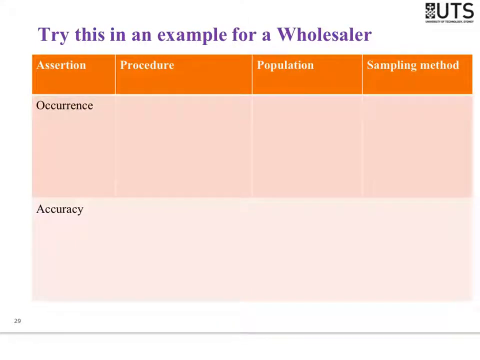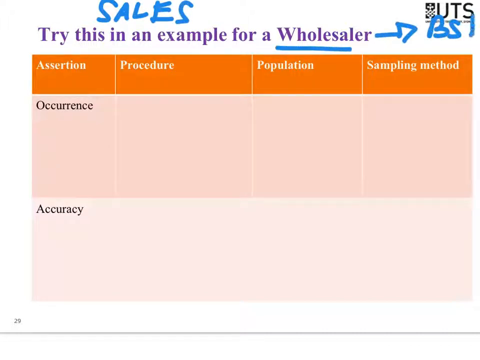Now let's try that out, okay? So I've got 4 assertions here and we're going to do it for sales. And there's a reason I've picked a wholesaler as our business. The reason is a wholesaler sells to other businesses.